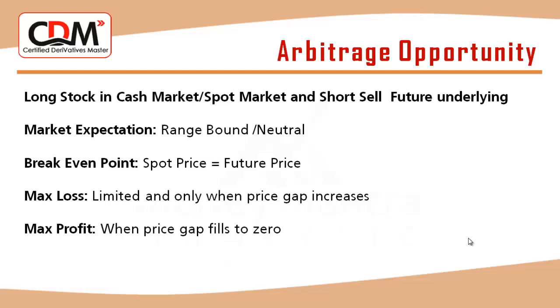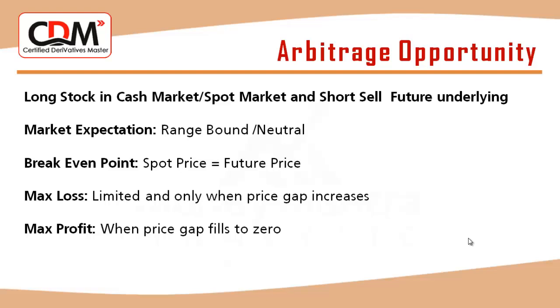Now the next strategy we also call an arbitrage opportunity. How can we say it's an arbitrage opportunity? We take a long position in the cash market or spot market and short sell the future of the underlying. Say, for example, if we take Tata Motors, suppose Tata Motors in the cash market is trading at the level of 300 rupees, and at the same time the Tata Motors future is trading at the level of 303 rupees in the future market.